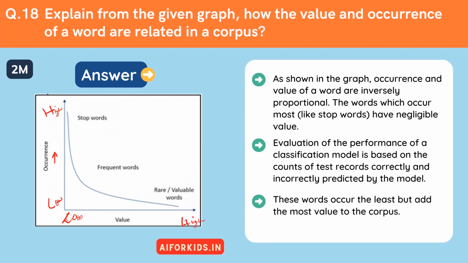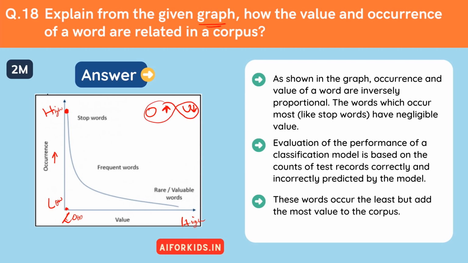Okay, so we have to analyze this graph to answer the question. We can see that when the occurrence is on peak, then the value, what is the value here? Here is the lowest value. So as the occurrence increases, value decreases.